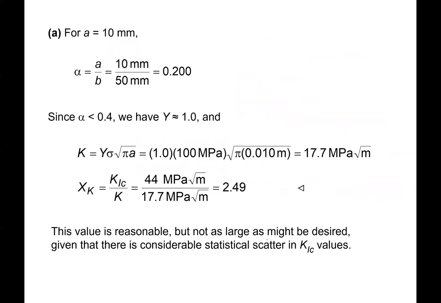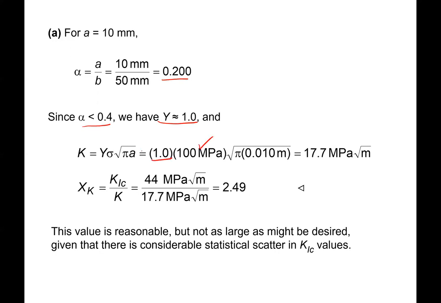And then for the case of A equals 10 millimeters, we can go and take a look at the ratio of A over B, and we get 0.2. And on that same sheet that we looked at, we had that if this ratio is less than 0.4, then Y is equal to 1. So in this case, we can go ahead and give Y the value of 1.